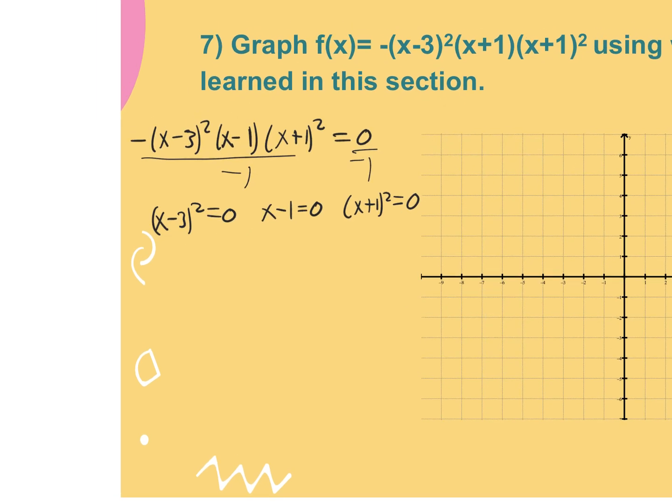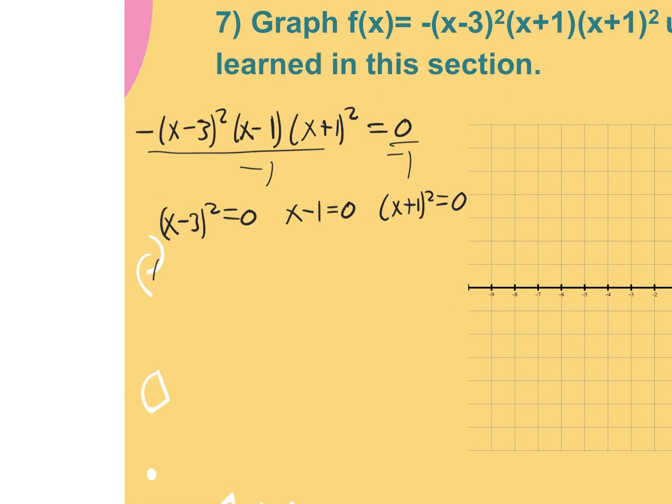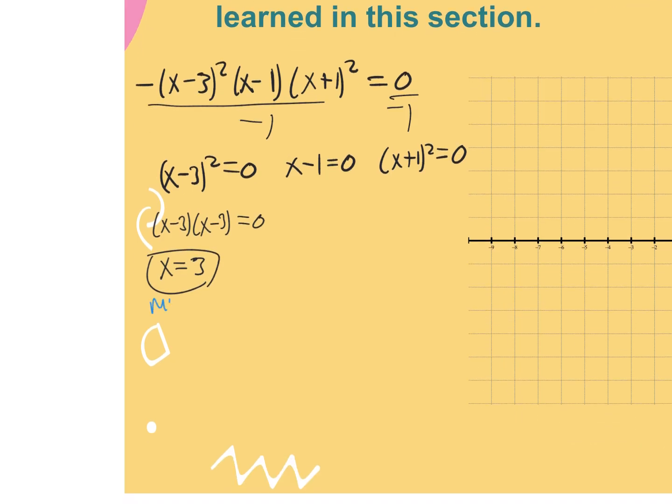All right, notice here that x minus 3 squared, that's really the same as saying x minus 3 times x minus 3 equals 0. And really what we get is x equals 3 twice. So this x equals 3 is going to have a multiplicity of 2. And what does a multiplicity of 2 mean, right? If it's an even number, then it's going to bounce at the x-axis.